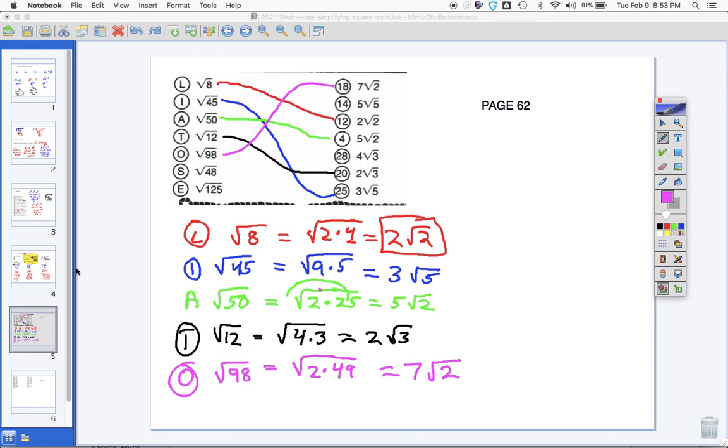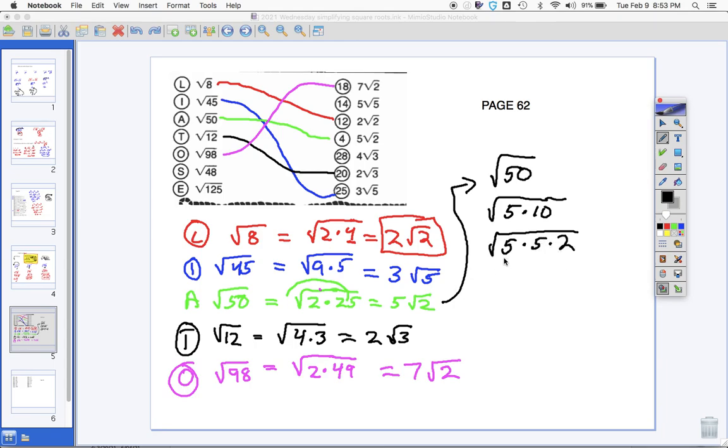Now, one I do want to talk about. Let's talk about the square root of 50 real quick. This will be the last thing we do. I could have broken it down another way. I could have said, okay, well, that's 5 times 10. Well, 10's not a perfect square, but I can keep breaking down 10 further. I could break that down as 5 times 2.